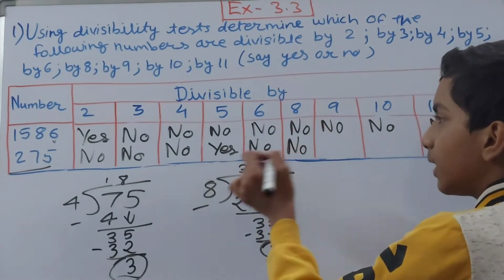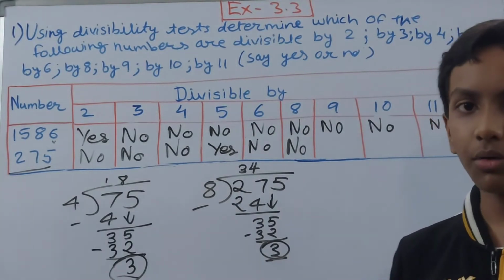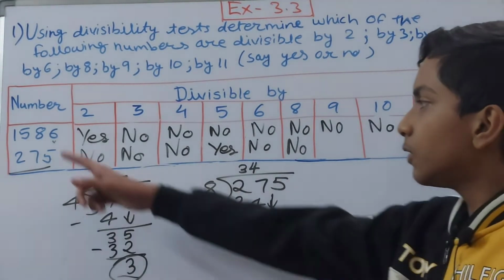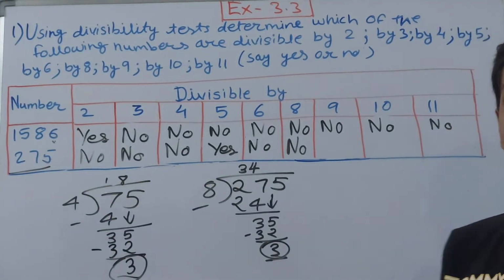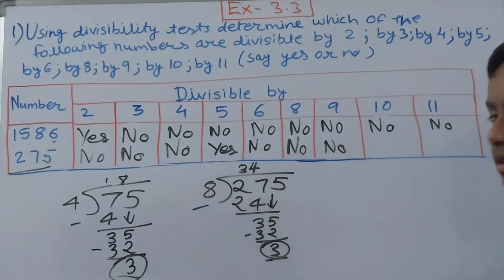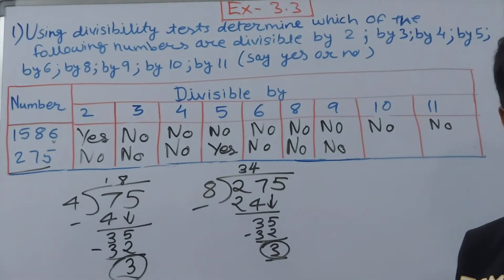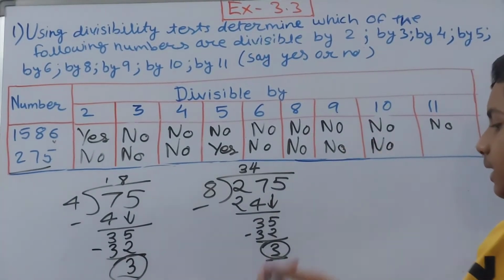Now for 9, again you will add the digits and see if it is a multiple of 9 or not. Okay, again 2 plus 7 is 9, plus 5 is 14. 14 is not a multiple of 9, so no. For 10, the digit at ones place should be 0, but here we have 5, so it is not divisible by 10 again. For 11, let us see.